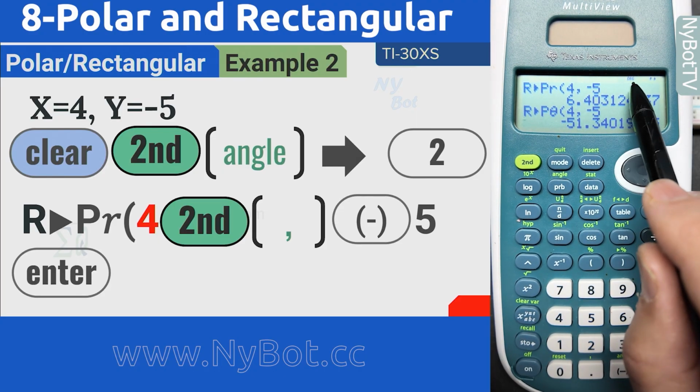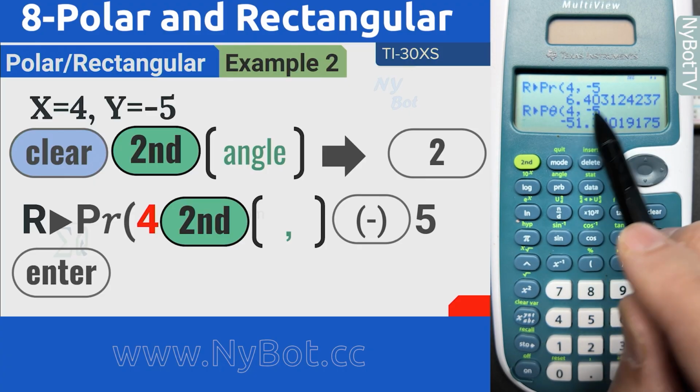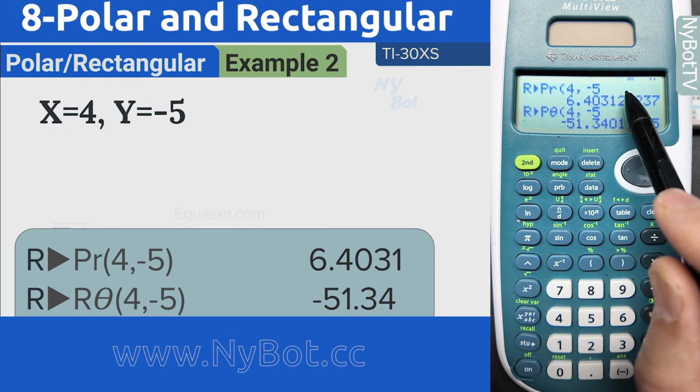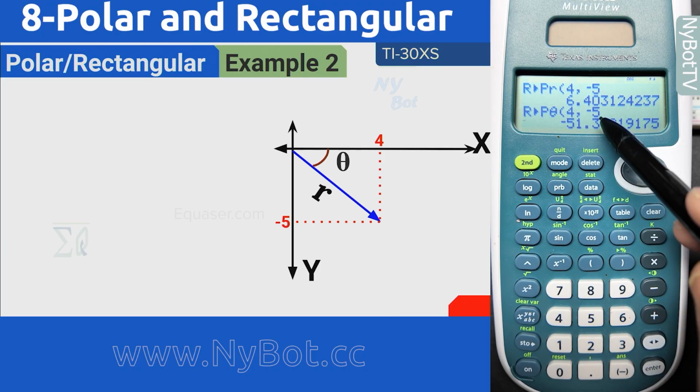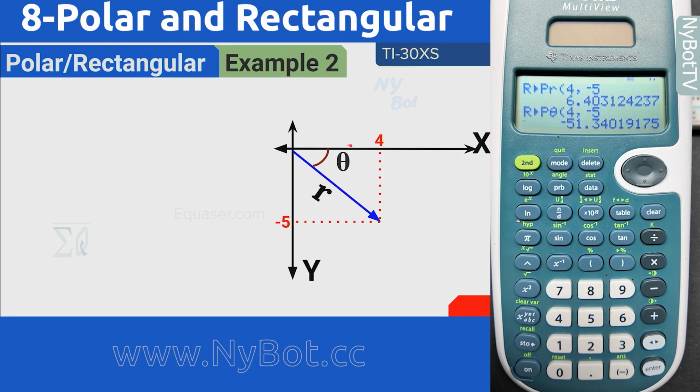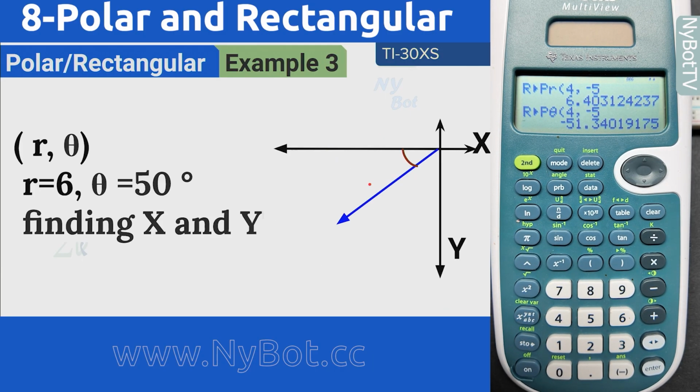It depends on the unit here. If this is radian, the value will be in radians, so pay attention to that. And this is our theta. If you look at the plot, that theta is below this X-axis, so the answer is correct, which is minus 51.